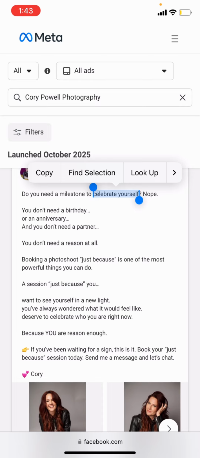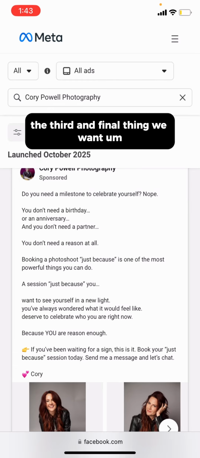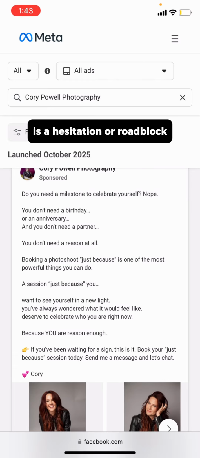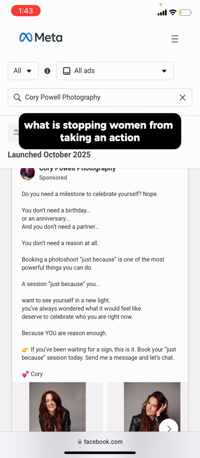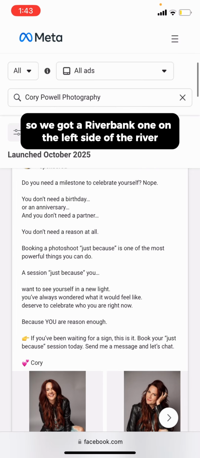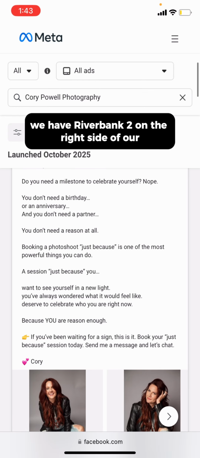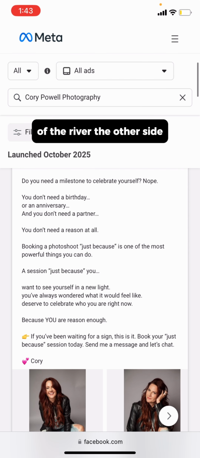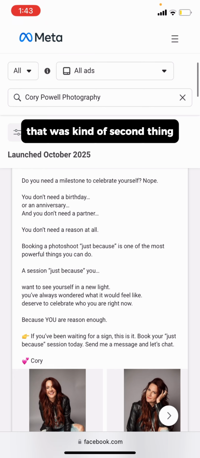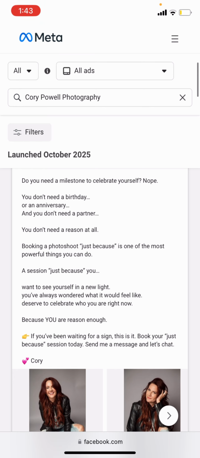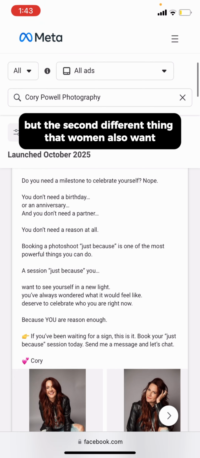All right. The third and final thing we want is a hesitation or roadblock. What is stopping women from taking an action? So we got our riverbank one on the left side of the river, where the negative experience our women in our city want to get away from. We have riverbank two on the right side of the river, the other side. That second thing, not related to the first one, but the second different thing that women also want.